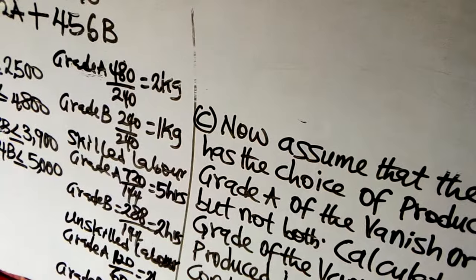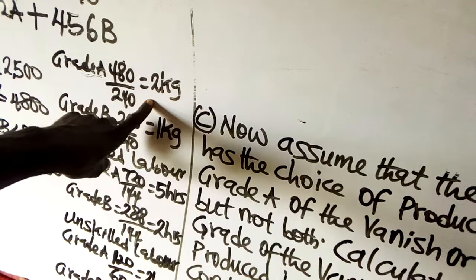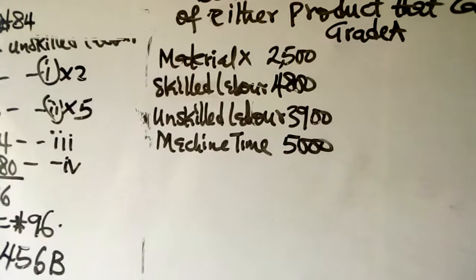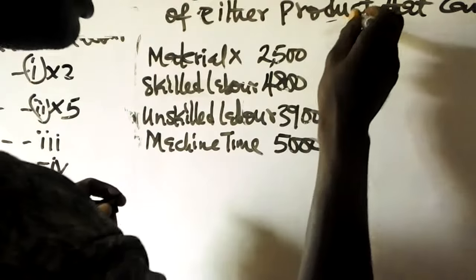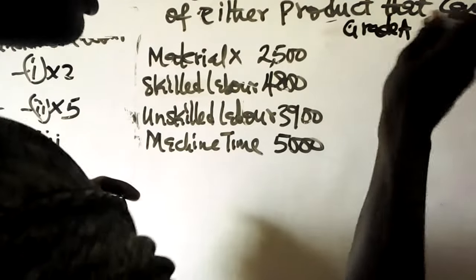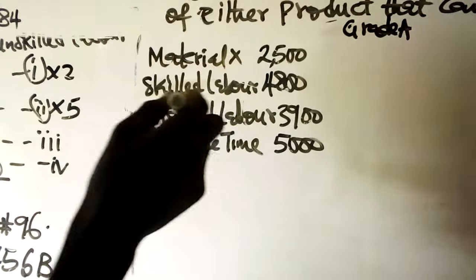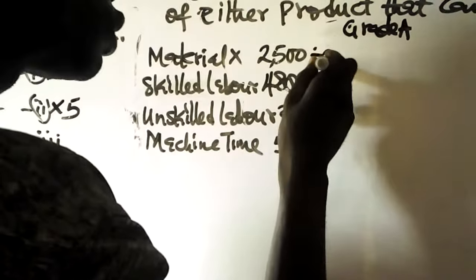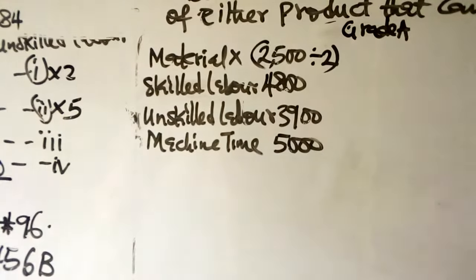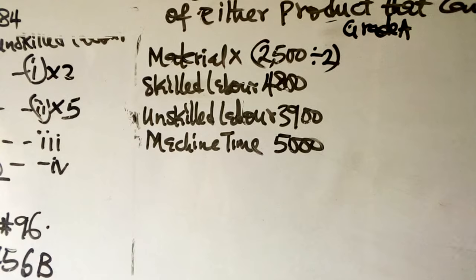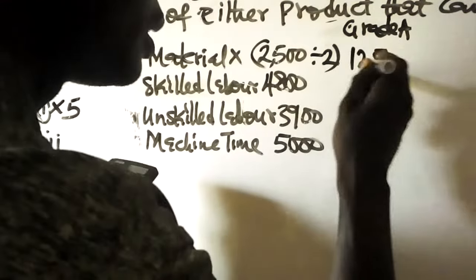To produce 1 unit of grade A, 2 kg of materials will be required. And now, when you have 2,500 kg of materials available, to produce 1 we require 2 kg, so 2,500 divided by 2. That will give you the number of units the 2,500 will be sufficient to produce, and then we have 1,250 units.